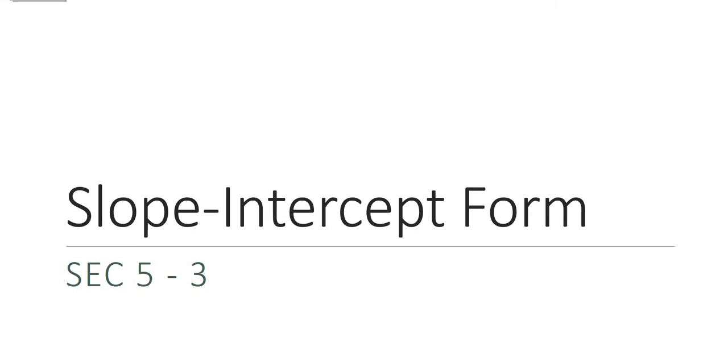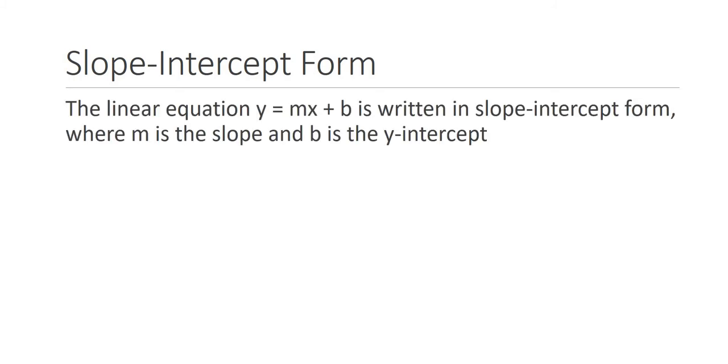In section 5.3, we're going to look at the slope-intercept form of the line. We're going to find that lines can be written in lots of different formats. So, the first thing we want to look at is what is slope-intercept form. The linear equation, y = mx + b, is written in slope-intercept form, where m is the slope and b is the y-intercept. And this should be familiar to you from last year.